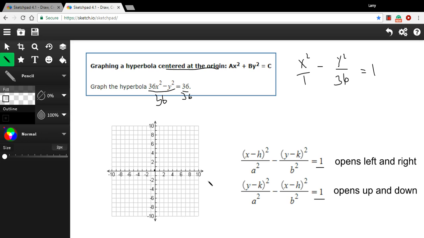Now the next step with a hyperbola after plotting the center is to sketch in this rectangle. And the rectangle has the width of the square root of this denominator of the x term. So we're going to go 1 to the right and 1 to the left of the center for the x. And for the y, we need to take the square root here. The square root of 36 is 6. That means we're going to go 6 units up and 6 units down here. So here and here. And then we can sketch in the rest of that rectangle. So we got a tall, skinny rectangle.